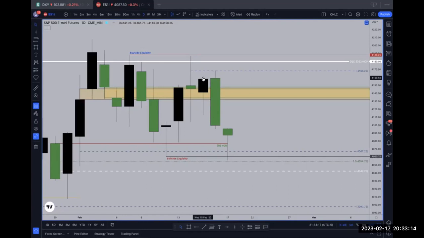And then Thursday goes and takes out Wednesday's high and then takes out the low from Tuesday and Wednesday. And then Friday, we get the follow through where we finally take out Monday's low. So we made a new low of the week on Friday, as well as trading below last week's low, right? And that is the daily perspective on E-mini S&P.